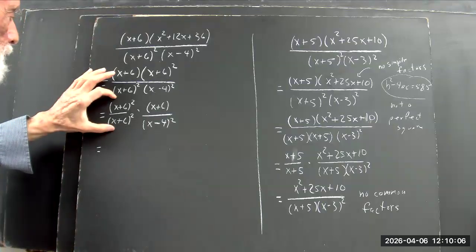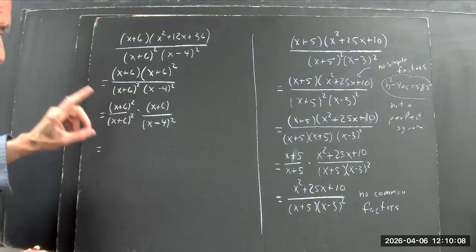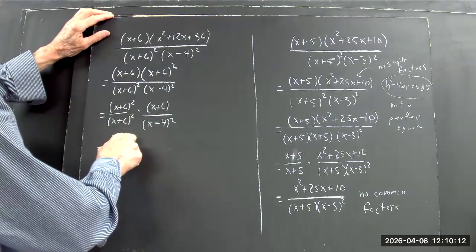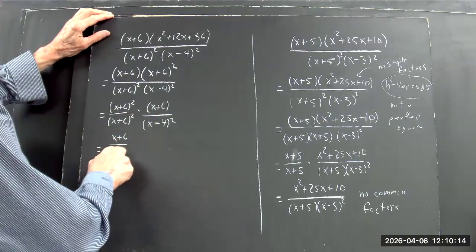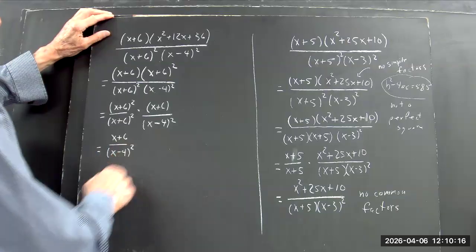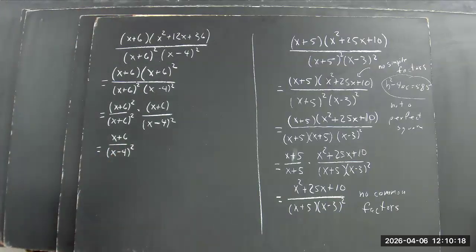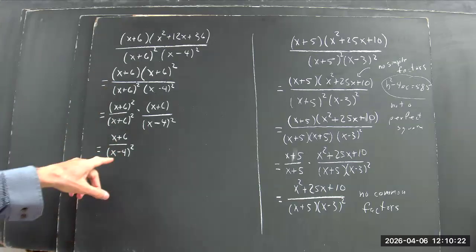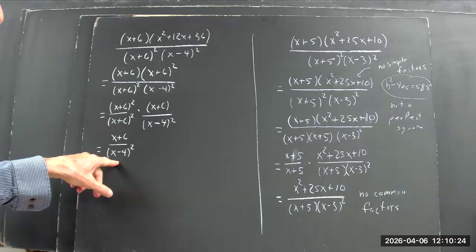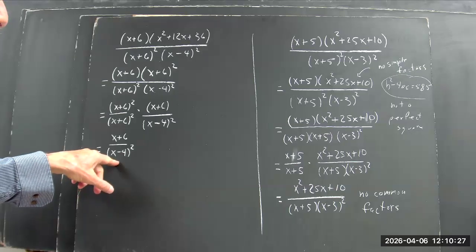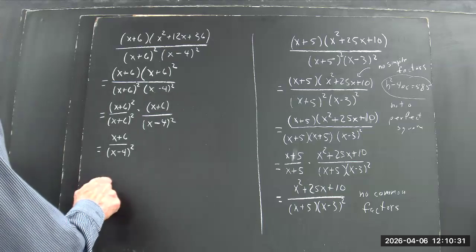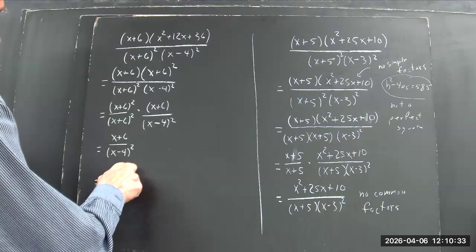And since (x plus 6) squared over (x plus 6) squared is 1, the result is just x plus 6 times the quantity x minus 4 squared. And you don't have to do any more with that one, unless somebody wants you to square the x minus 4. I'll just go ahead and do that. That's real easy. X plus 6.